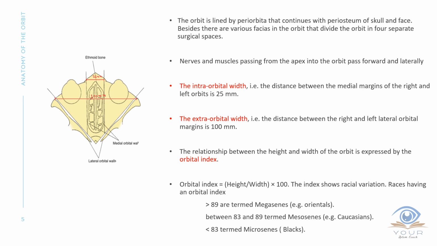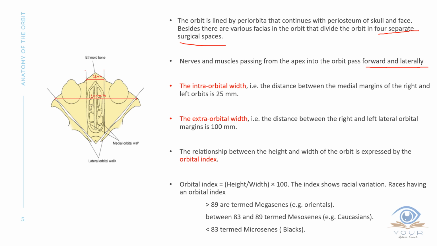The orbit is lined by periorbita that continues with the periosteum of the skull and face. Besides, there are various fascias in the orbit that divide the orbit into 4 surgical spaces. So this will be another video. Nerves and muscles passing from the apex into the orbit pass forward and laterally. The intraorbital width, that is the distance between the two medial walls, is 25 mm, and the extraorbital width, that is the distance between the right and the left lateral orbital margins, is 100 mm.